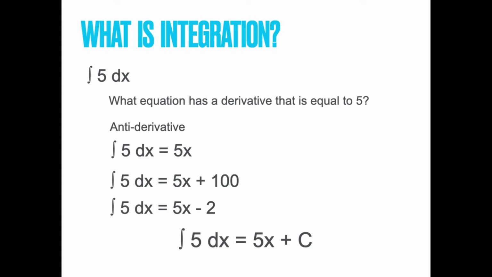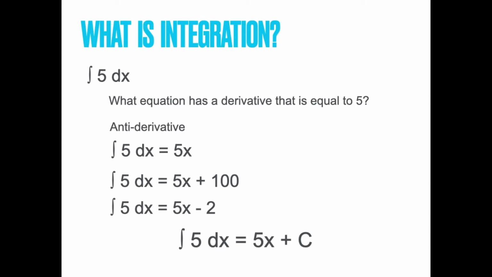We also call these antiderivatives because we're looking at the opposite direction of taking a derivative. So in this case, we're starting with a rate of change and we're finding the level above that. If we look at the integral of 5, well, 5x has a derivative of 5, so that's an answer. But so does 5x plus 100, or 5x minus 2. Those all have a derivative of 5, so they're all answers to this question.